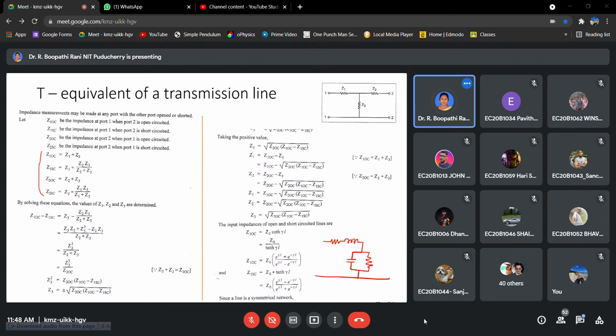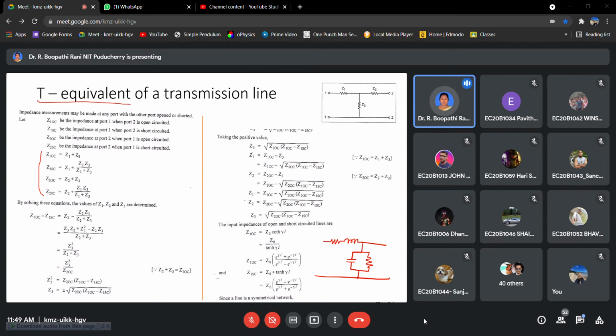We want to know the values of these parameters. How will we do that? We should find out some mechanism for that, isn't it? For that, the T equivalent or pi equivalent of a transmission line will help us. That is why we are going to find the relation, T equivalent and pi equivalent of a transmission line.